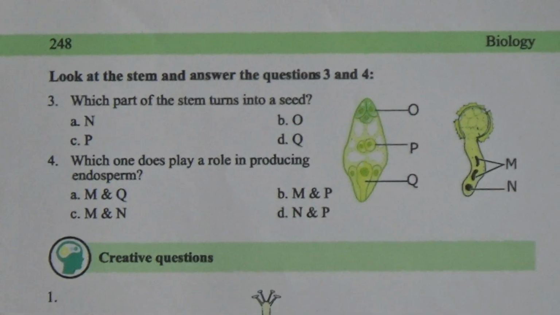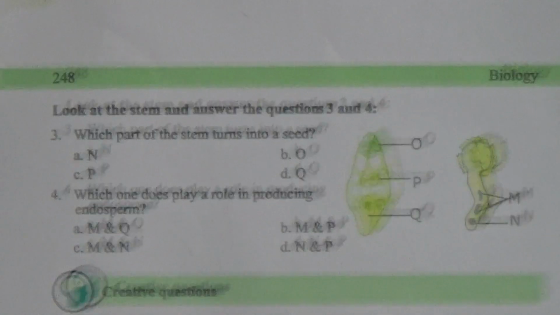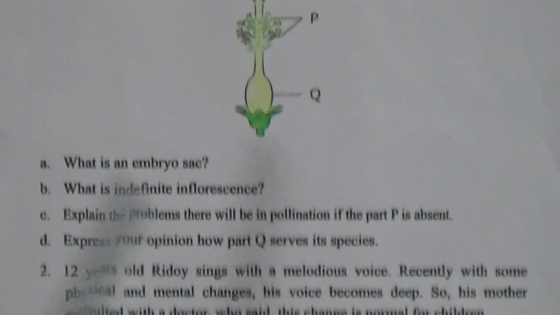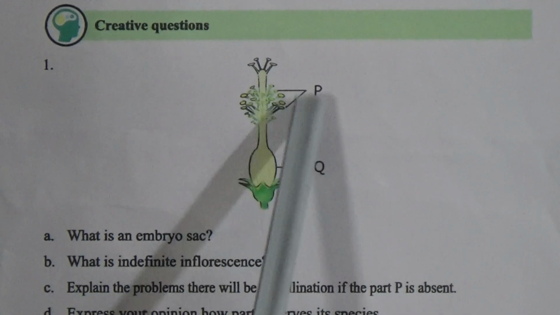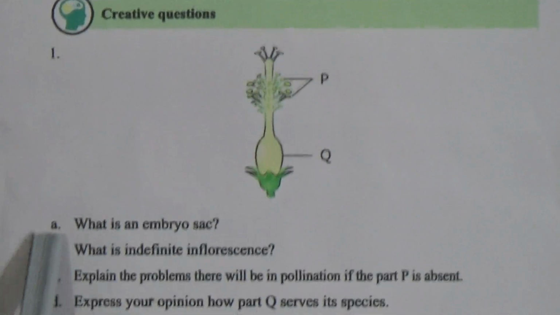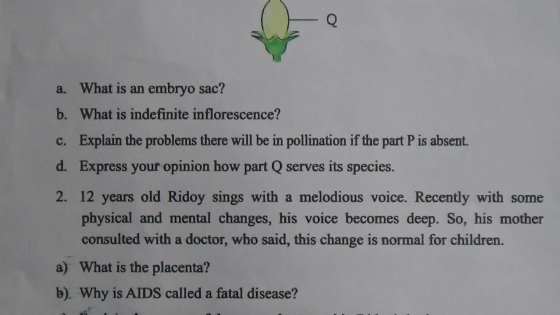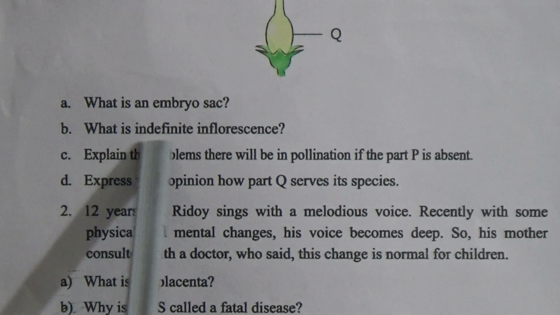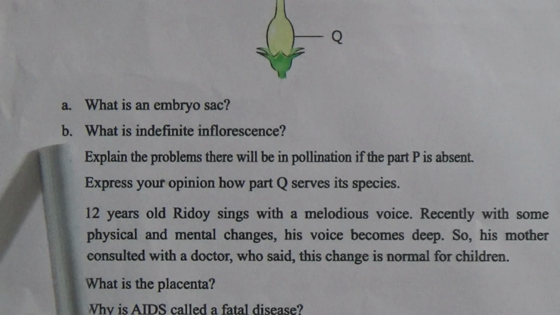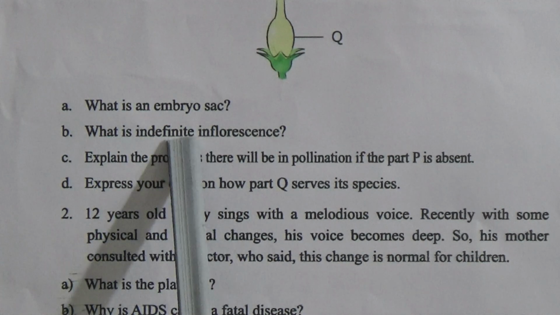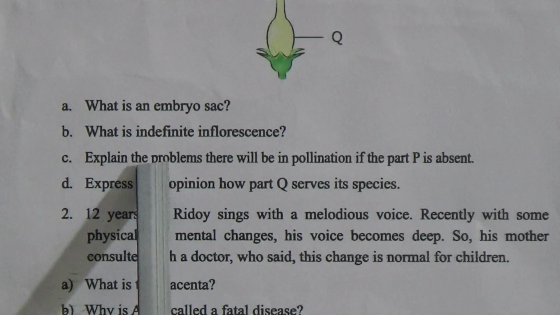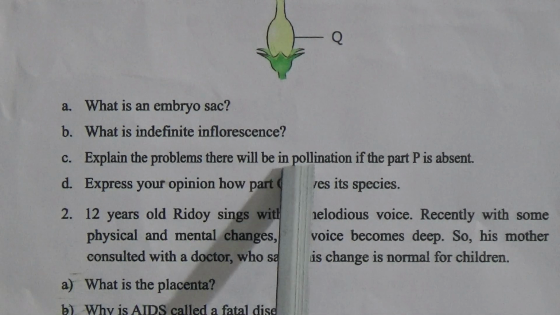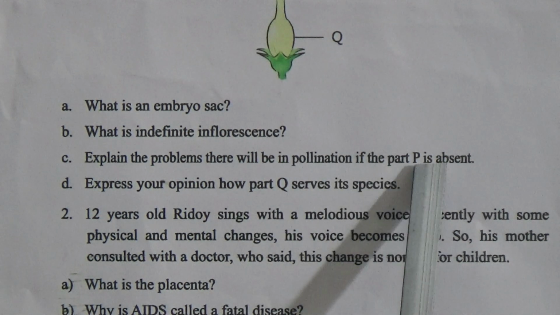Now students, we will solve our today's CQ number 1 from here. This is page number 248 and here is a stem. You can see here is a figure, and here is label Q and here is P. The question here: A, what is an embryo sac; B, what is indefinite inflorescence; and C, explain the problem that there will be in pollination if the part P is absent.